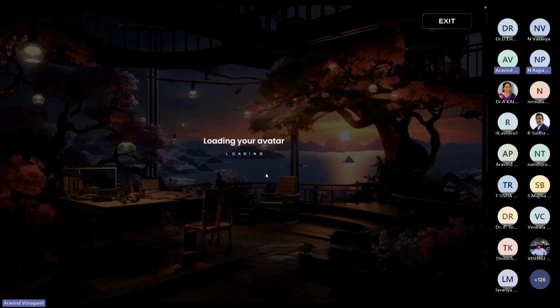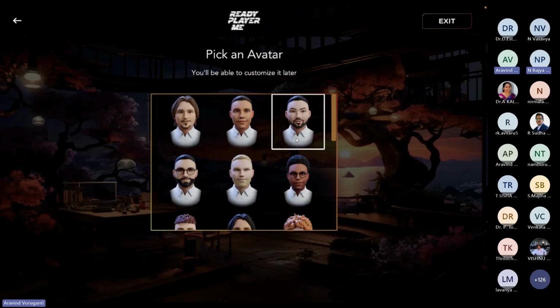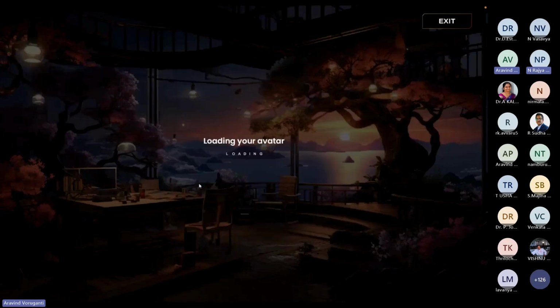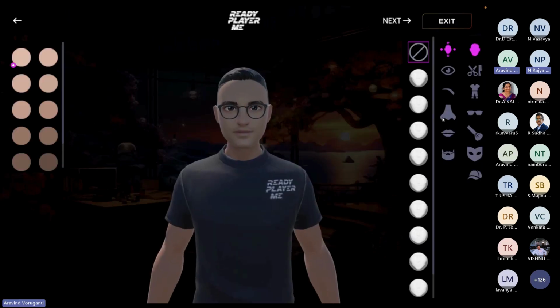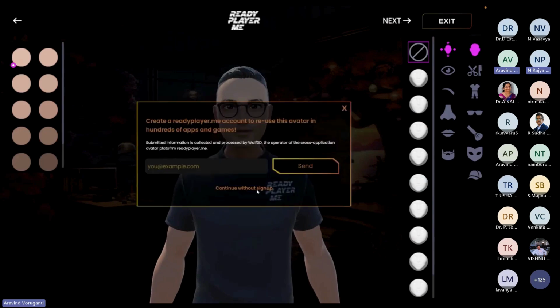And the moment you start the application, the first thing is you need to create your avatar, because any metaverse is basically a 3D world. And in that 3D world, you need to have a character, an avatar. So you can pick one of the avatars, or you can share your face picture, and it will give a customized avatar with features of your face. And you can also customize your features. You can update your skin tone.